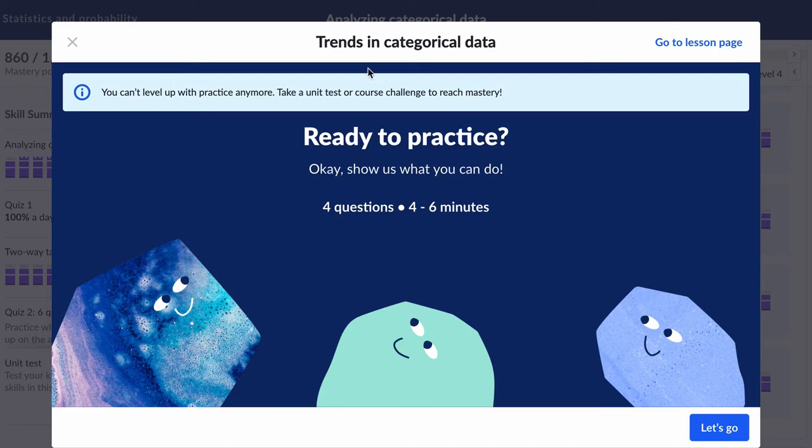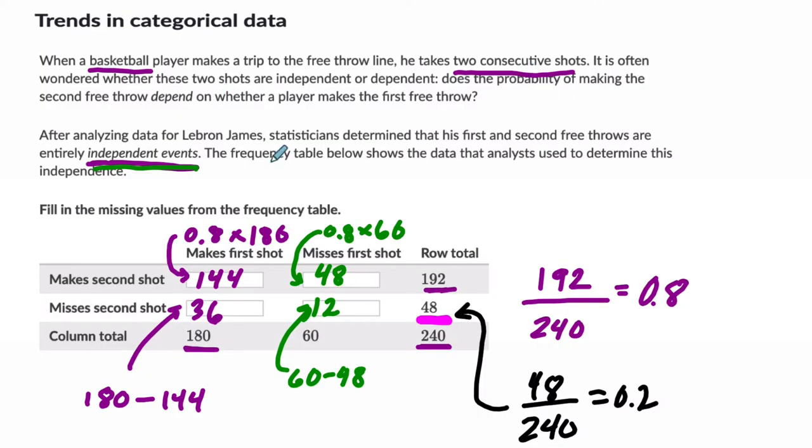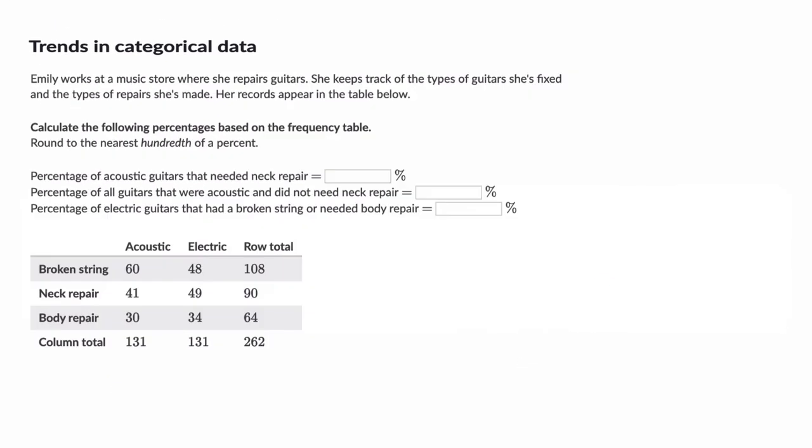So in the last video, we started trends in categorical data. And in this video, here's the problem from the last video. You could pause the video right now, look at it if you'd like. We'll look at another problem. So again, pause it, read it, try it out, and then press play and we'll solve it together.